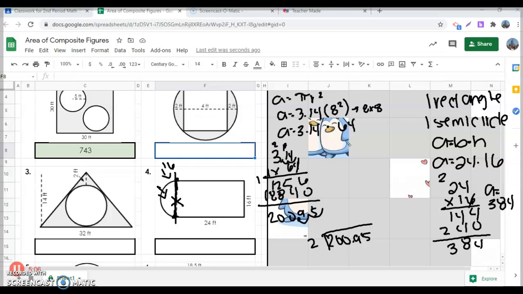And if you are finished with this assignment, you log on to Education Galaxy. There is an area of composite figures extra practice, and you work on that one. So you should be doing something in class. Let me know if you have any questions.